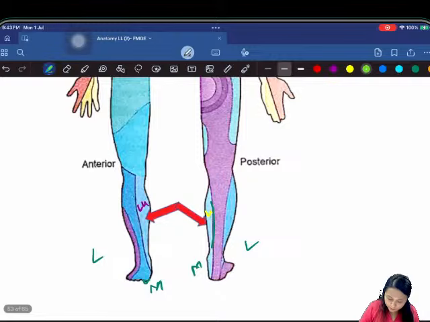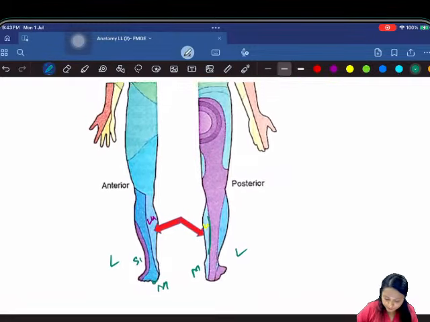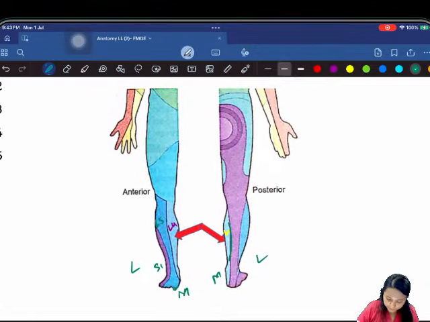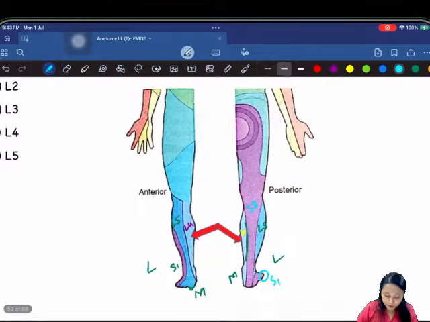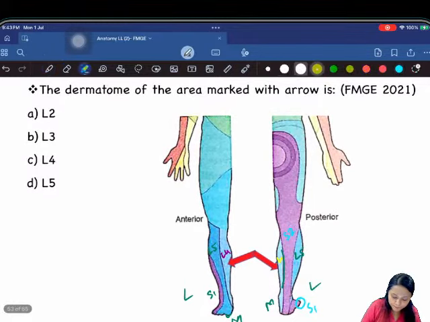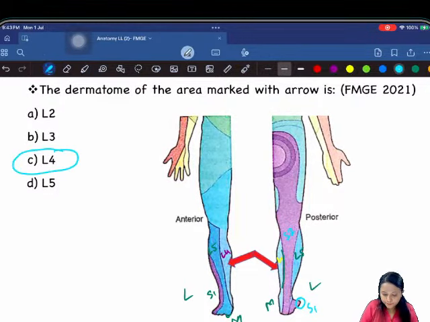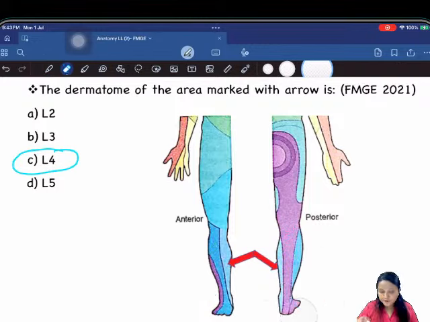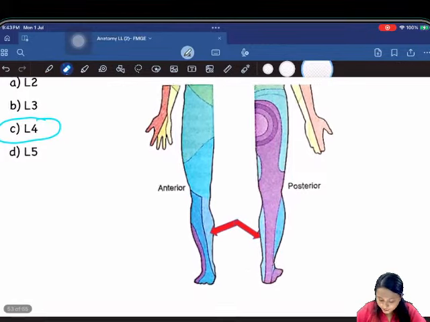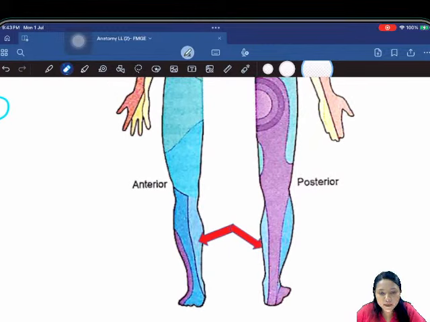This one here will be S1, okay, and this is your L5. ठीक है, इधर आएगा L5, इधर आएगा S2 और इधर आएगा तुम्हारा S1. Okay, so the correct answer here will be your L4.